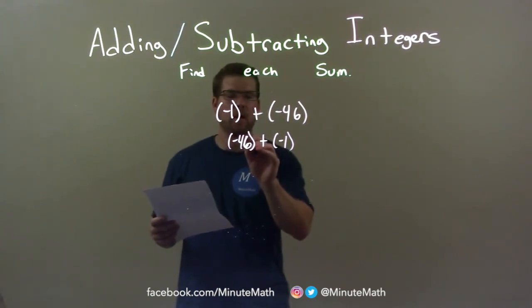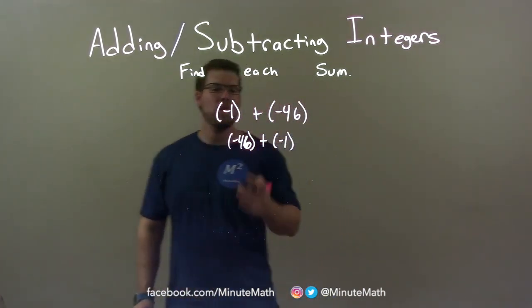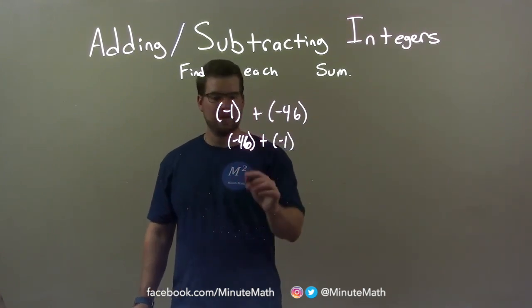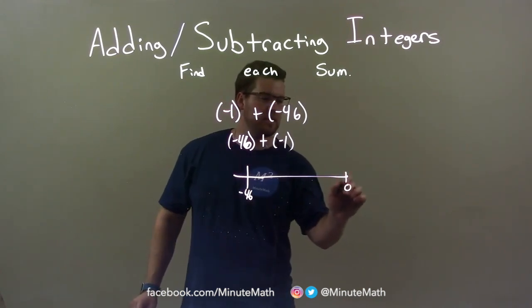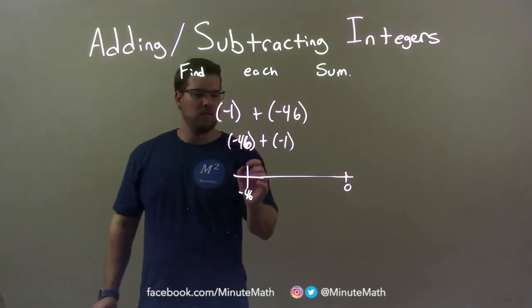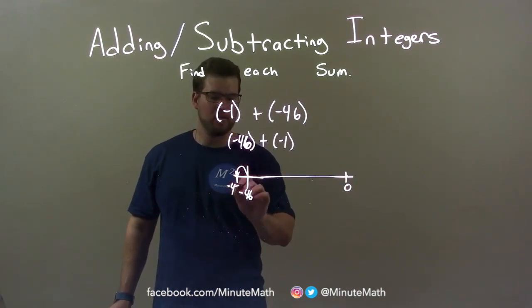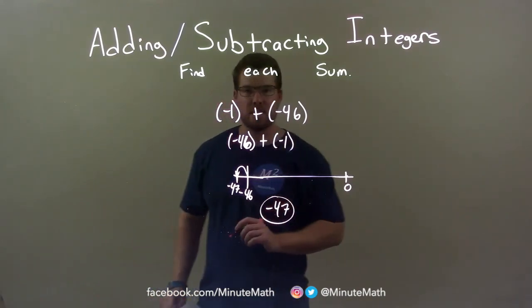Because our rule with addition is that it doesn't matter the order. So negative 46 plus a negative 1, we just go one more to the left. If we think about negative 46 on the number line, and again, over here is 0, as we go to the left 1 unit, 1 to the left is just negative 47. And so our final answer here is just negative 47.